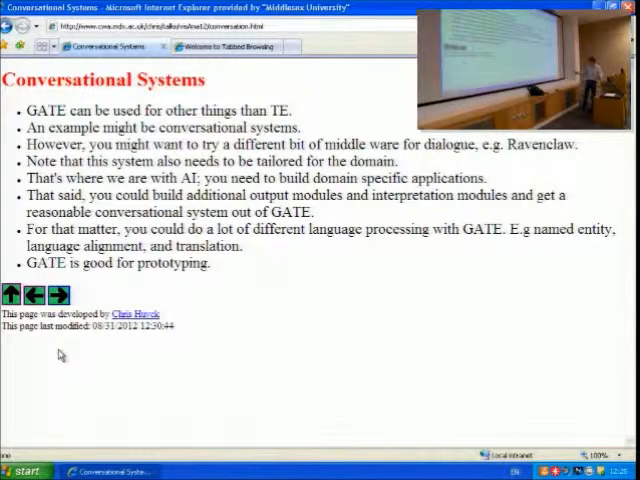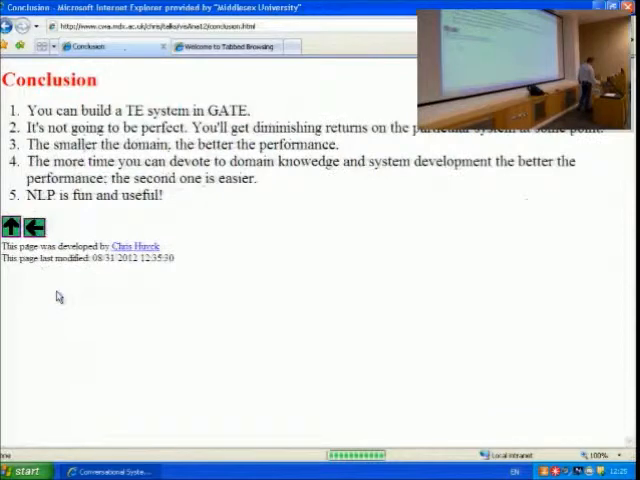Okay. And as I've only got 5 minutes left, hopefully, for that. Gate is good for prototyping. There's that line. And here's the take-home slide. I hope. Yes. 1, you can build a text extraction system in Gate. 2, it's not going to be perfect.